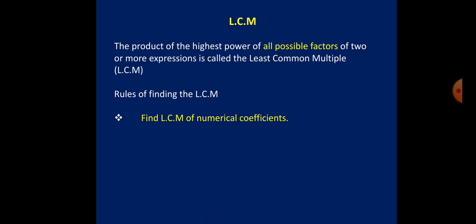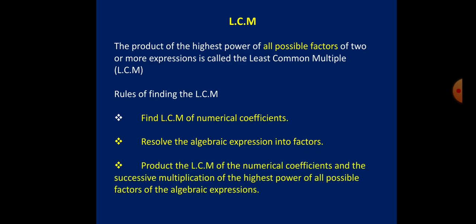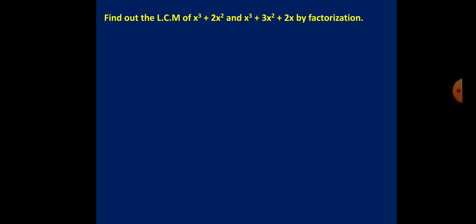Find the LCM of the numerical coefficients, and then resolve the algebraic expressions into factors, and take the product of the LCM of the numerical coefficients and the successive multiplication of the highest power of all possible factors of the algebraic expressions. Now in the next slide we will see how we can find the LCM by an example.